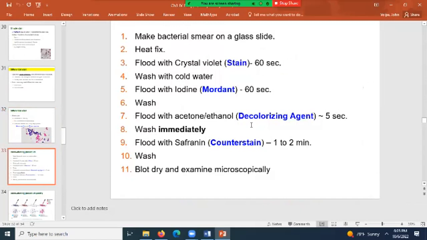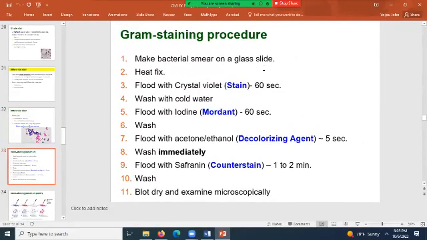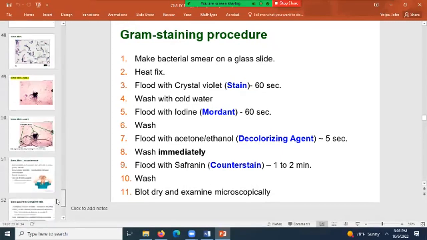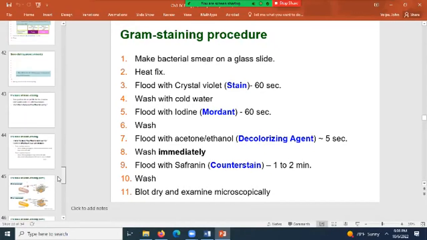All right, I think I will end the lesson here, talking about the Gram staining procedure next time. We're going to stop a little early because this is a good place to stop the lesson. And then I'll continue talking about the Gram stain next time.